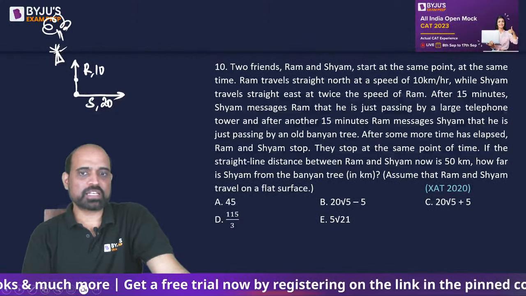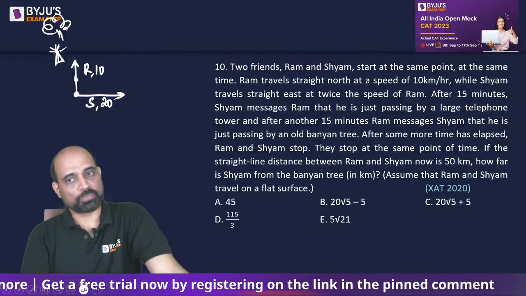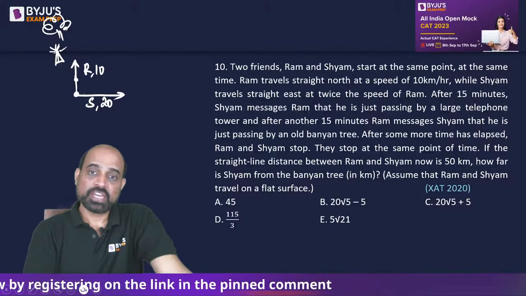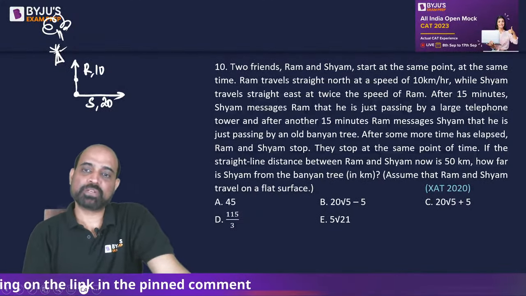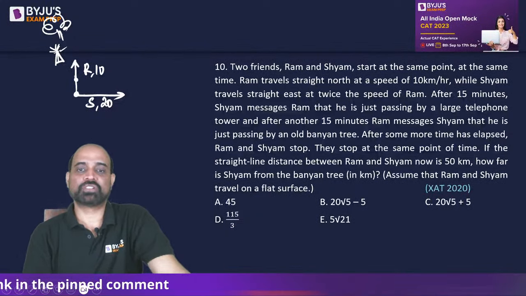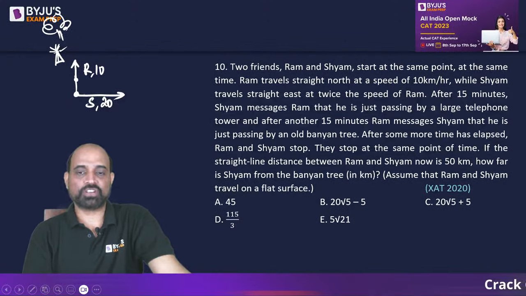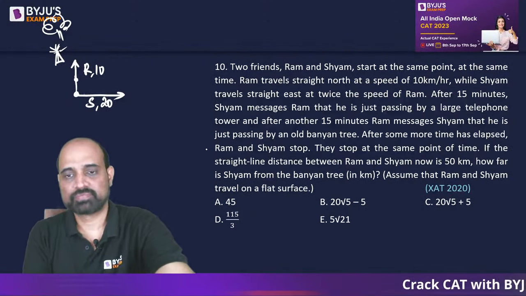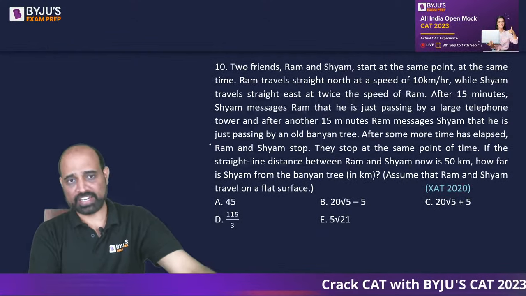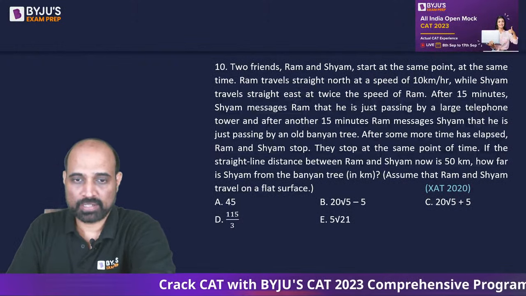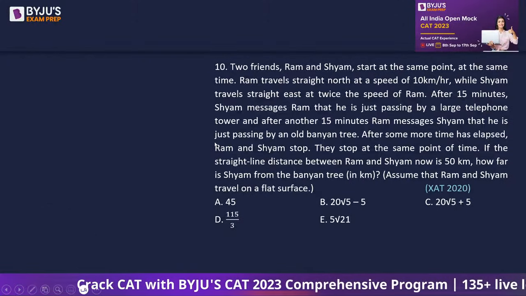After some more time has elapsed, Ram and Shyam stop. They stop at the same point of time. If the straight line distance between Ram and Shyam is now 50 kilometers, how far is Shyam from the banyan tree? Assume that Ram and Shyam travel on a flat surface. ठीक है. So we don't need that drawing. तो मैं अपने आप को hide कर लेता हूँ so that I will have enough space.